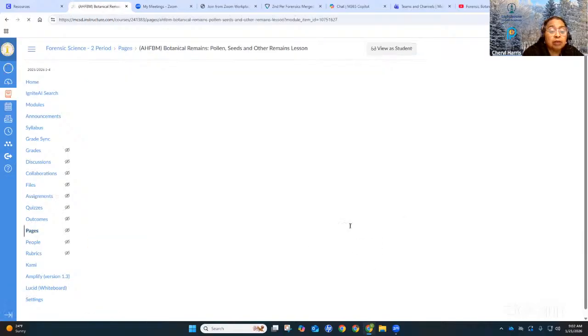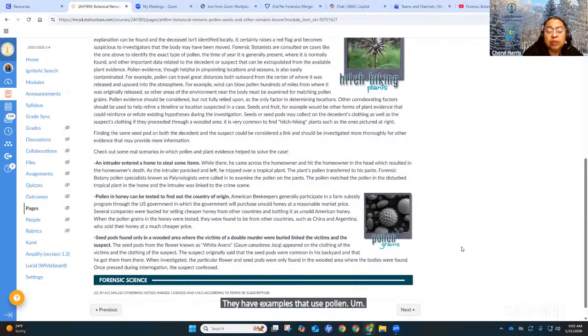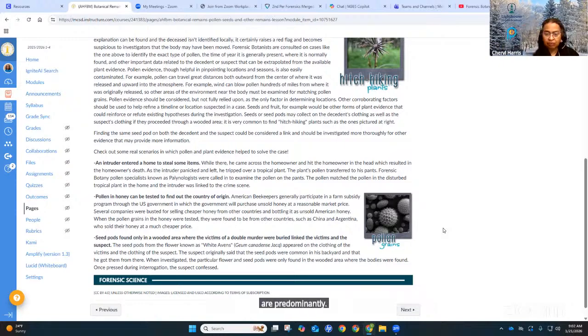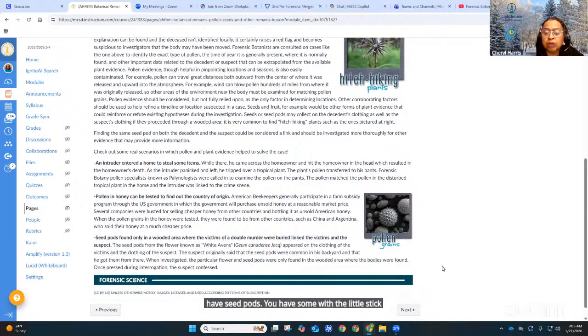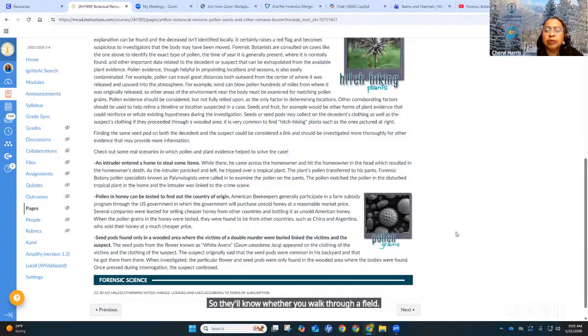Again, go back and read this over. They have examples. They choose pollen as an example. She mentioned pollen and different plants. Here in Georgia, we have certain plants that predominantly give off pollen in March, but plants bloom at different times of year, so they're always giving off pollen. Different plants give off pollen at different times of year. Different trees have seed pods. You have some with little sticky burrs that will cling to your clothes, so they'll know whether you walked through a field with those types of things.